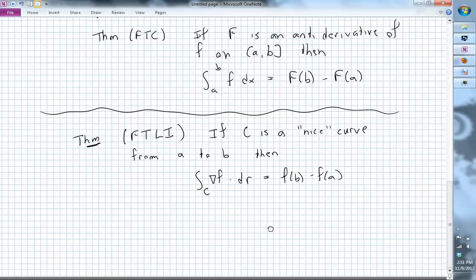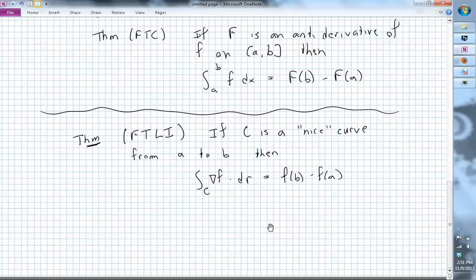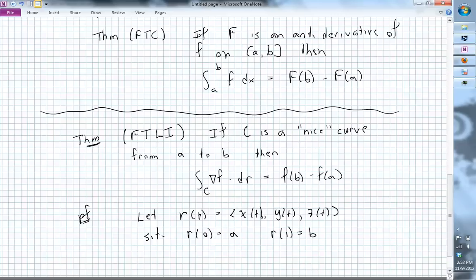Okay, let's prove this, and then we'll move on and see how it's useful for computing line integrals. So the proof is very straightforward, and it follows from the fundamental theorem of calculus. Let r of t be a parameterization, x of t, y of t, z of t, such that r of 0 is equal to a, and r of 1 is equal to b.